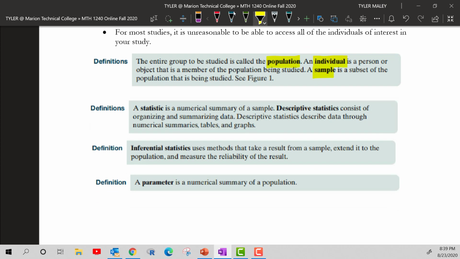So then the next definition here is what a statistic is. A statistic is a numerical summary of a sample. So an easy way to remember is that statistics are about samples. Their S's go together, right? So that's important to note: statistic, sample, right?